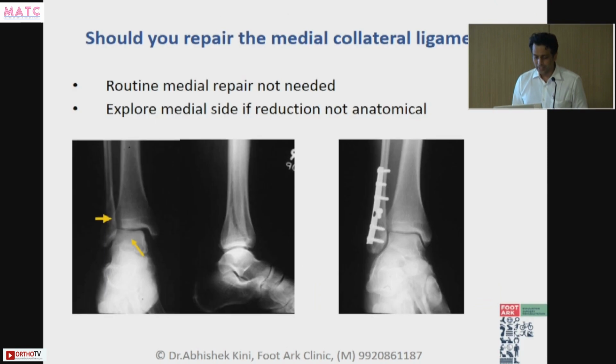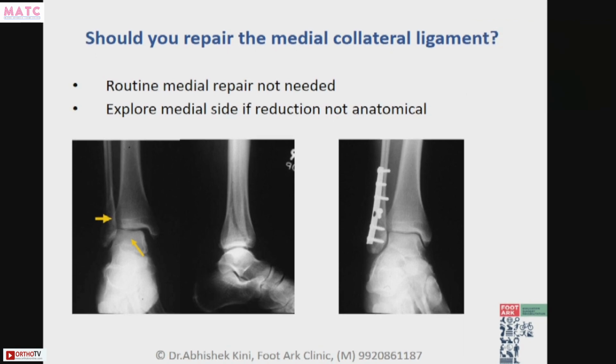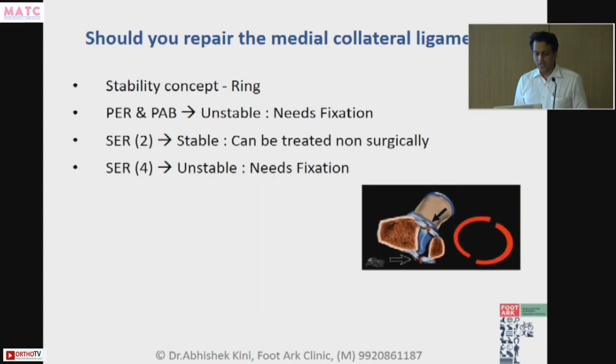let the ligaments heal. Along with the syndesmosis, there is a medial collateral or deltoid ligament injury many times. So whether it is indicated to repair them, routinely not required. You explore the medial side if reduction is not anatomical. Again, the MCL or the deltoid is also a component of the ring, and if you have a break in the ring, it makes it unstable.